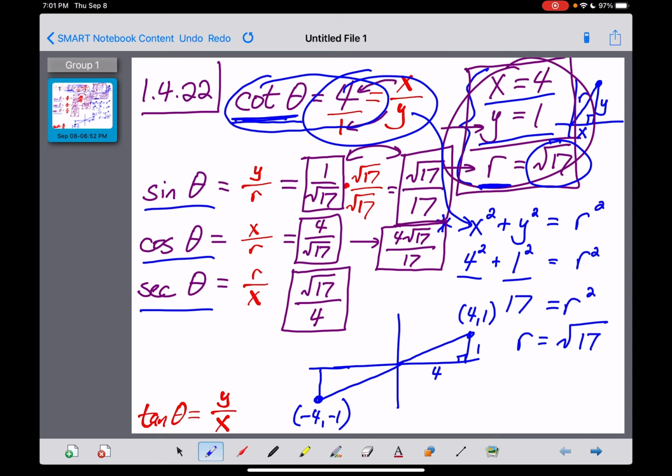Wait, nope, now that I say it, I'm looking at the directions carefully. It says assume that 0 is less than or equal to theta, which is less than pi over 2. So that tells us, everybody, that we are dealing with a first quadrant angle. We're not dealing with that third. So all three of those answers should be positive.